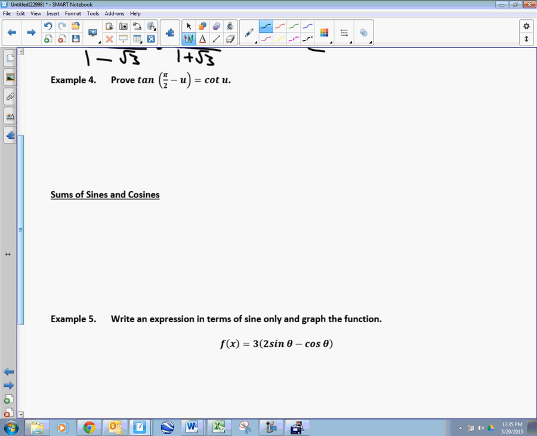It says prove that the tangent of pi over 2 minus u is equal to cotangent of u. What does that mean? What is pi over 2 in degrees? So this is that the tangent of 90 minus u is equal to the cotangent of u. So that means, let's say your angle is 30. The tangent of 90 minus 30 is 60. Should be the same as the cotangent of 30. Yeah, that works out. It's the same as sine. The sine of 60 is equal to the cosine of 30. Okay? So there's a relationship that exists between them.